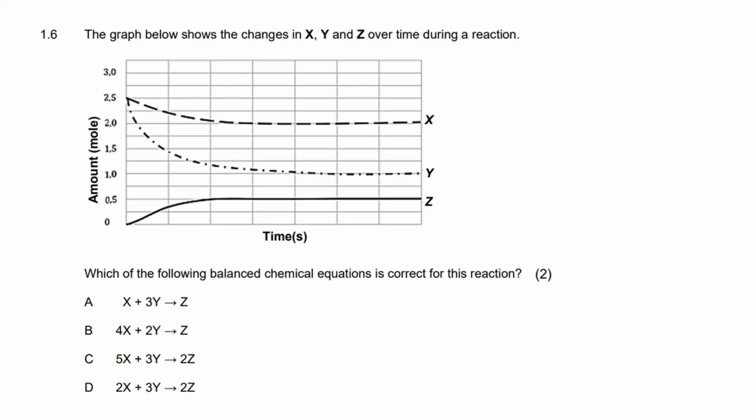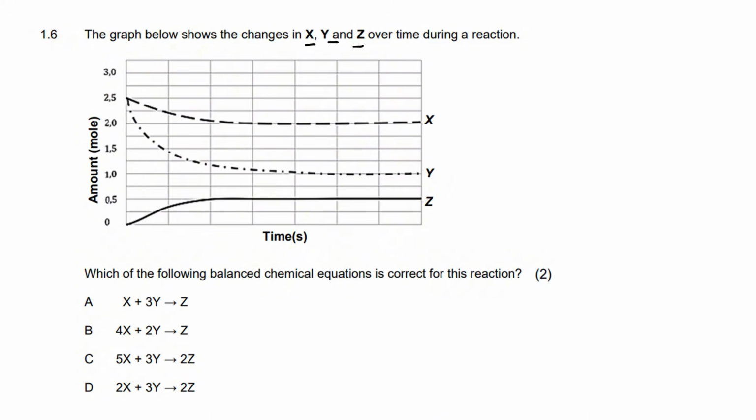The graph below shows the changes in X, Y, and Z over time during a reaction. Okay, so here's X, Y, and Z. So they are obviously involved in a chemical reaction, and you can see that they are increasing and decreasing over time. We can see that in the beginning, there is no Z. See that the Z is 0 at the beginning. So the Z is definitely a product, and then the X and Y both start over here, so they must definitely be reactants, and that's why we can see them on that side of the reaction. Now it says, which of the following balanced chemical equations is correct for this reaction?